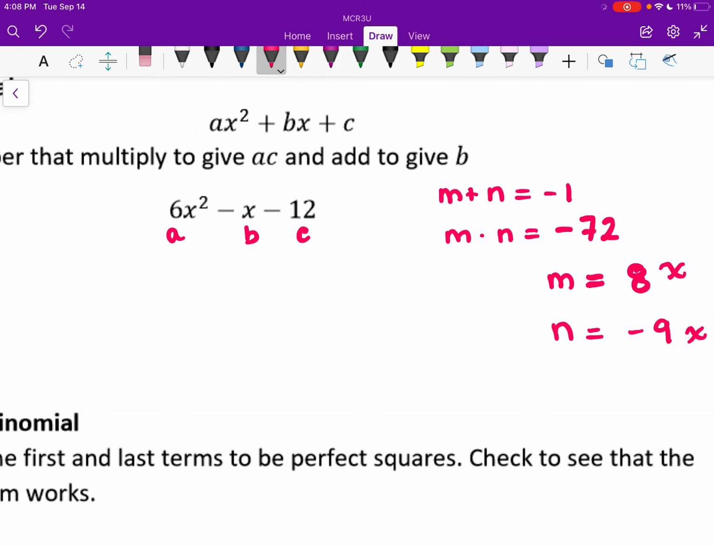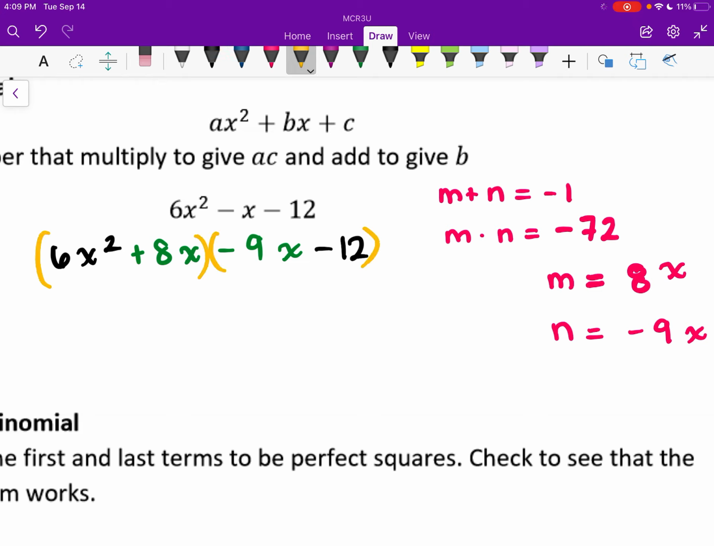So I'm going to write out my new terms with the decomposed middle term. I'm going to do 6x squared plus 8x minus 9x minus 12. And if you wrote 8x after the minus 9x, it's all going to be the same. Just make sure you have the right negatives and positives where they need to be, but you'll get the same answer.